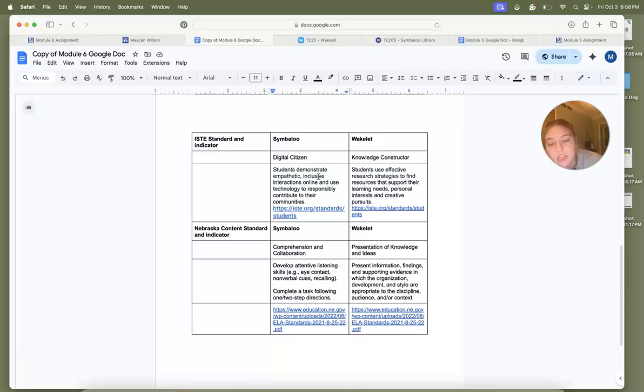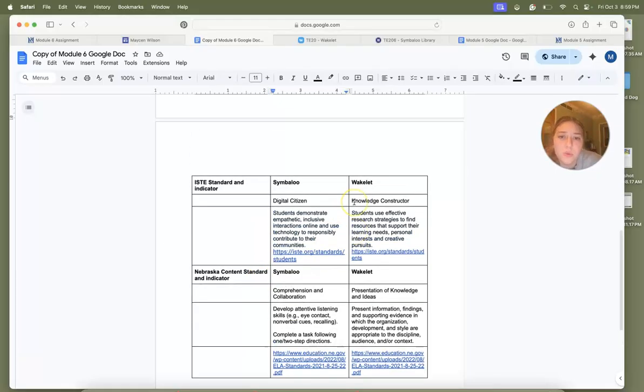Symbaloo for the Nebraska Content Standard, I said comprehension and collaboration, and I put two definitions on here because I thought they both went with the Symbaloo really well. I said develop attentive listening skills and complete a following 1 to 2 step direction, just going in there, looking at it. Yeah, that's pretty simple. Wakelet, I said presentation of knowledge and ideas: present information, findings, and supporting evidence in which organization, development, and style are appropriate to the discipline, audience, and or content. So I think these were both really great.